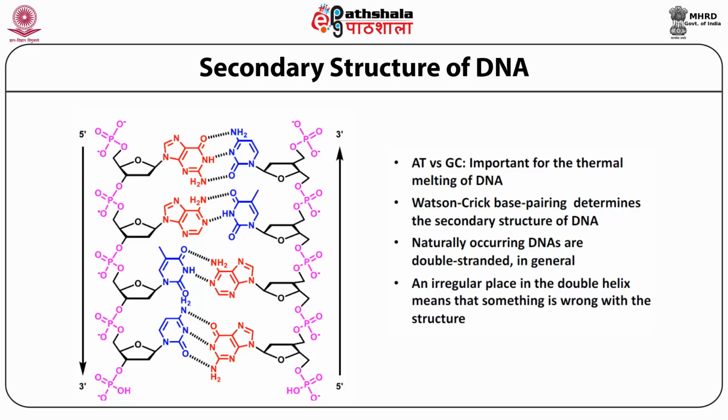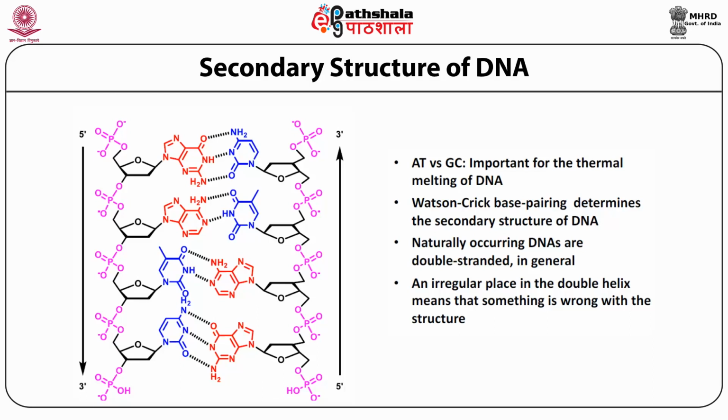Then the other strand comes in the opposite direction, 3' to 5', and that's where the hydrogen bonding between the base pairs can happen in the interior core of this double strand of DNA. And this is very important: it is based on Watson-Crick base pairing, and this particular pattern of hydrogen bonding that determines the secondary structure of DNA.